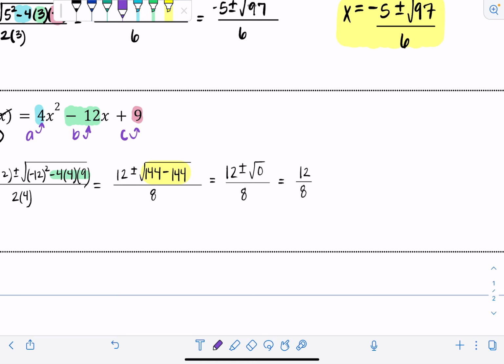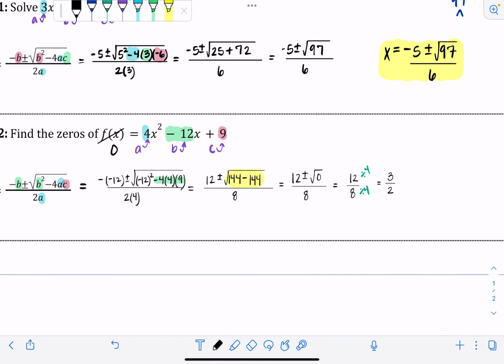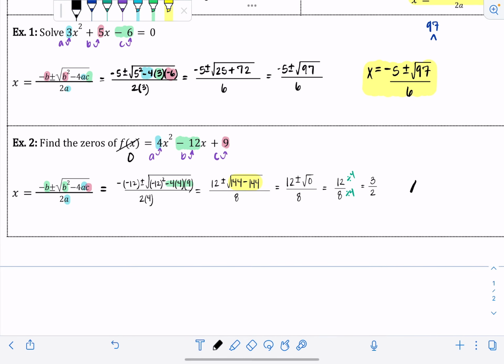And then from there, we just want to reduce to get our final answer. So to reduce, we would divide by a common factor, which the greatest common factor of 12 and 8 is 4. So I would do 12 divided by 4, which is 3, over 8 divided by 4, which is 2. And then I have my final answer of 3 halves. So it's just x equals 3 halves.